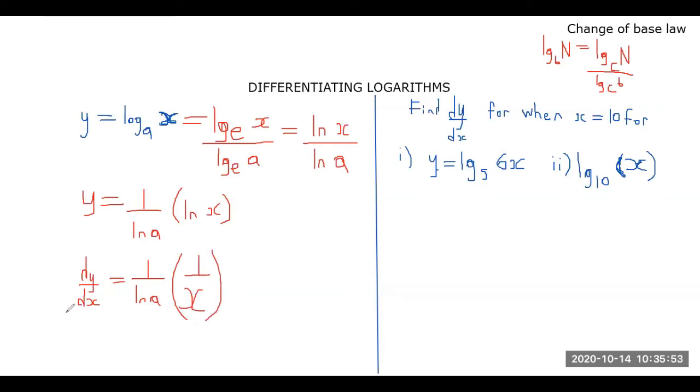And so when we differentiate y equal to log to base a of x, the result in this case is just 1 over ln a times 1 over x.